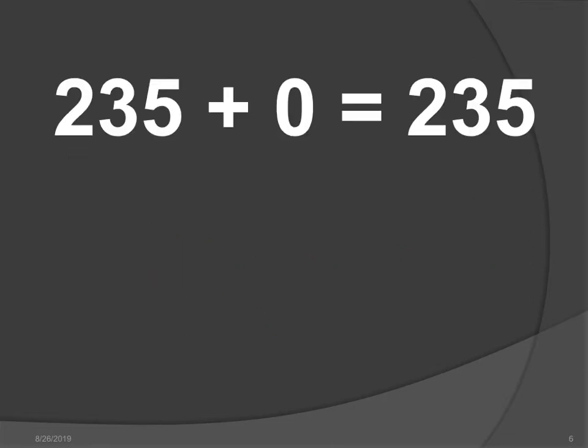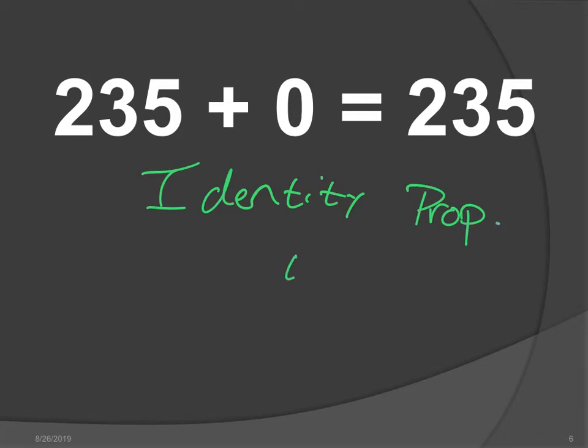All right. Now, very similar to that, but kind of different, look at this next one. You had 235 plus 0, which is equal to 235. Well, what you did here was you added something that doesn't change it. That is the other I, which is identity. So it is the identity property of addition. Okay, because here you're adding something that doesn't change the problem.